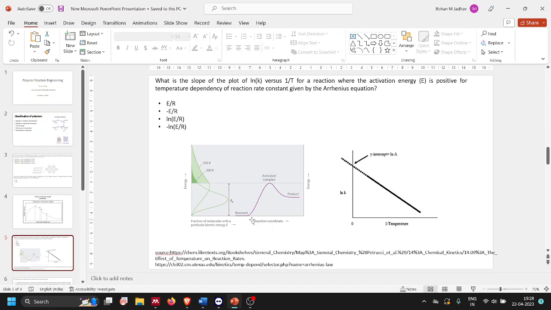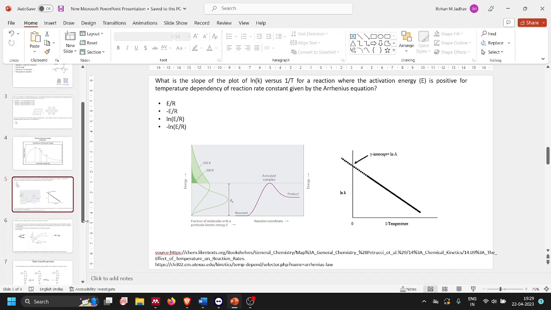So in this case, the plot of ln K versus 1 by temperature for a reaction where the activation energy E is positive, for the temperature dependency of reaction rate constant given by the Arrhenius equation, would have a slope of minus E by R. As we can see, the standard Arrhenius equation describes the entire equation as K = K0 e^(-Ea/RT). So even if the activation energy is positive, you will have the entire term as -E by R. So the slope is given in that respect.